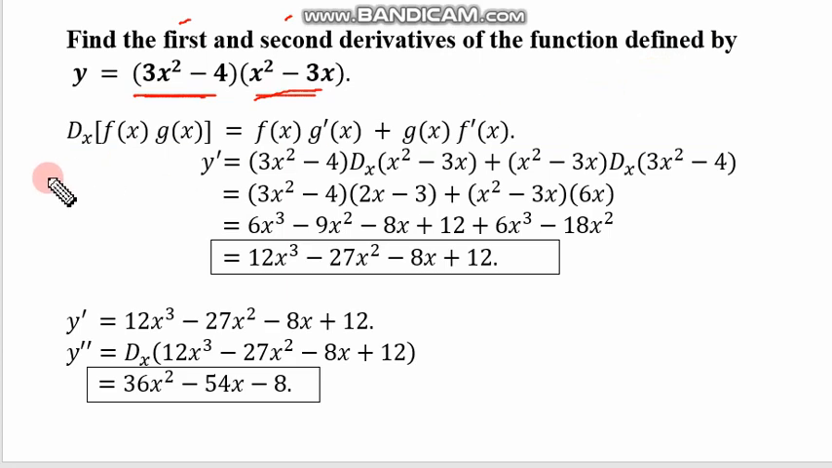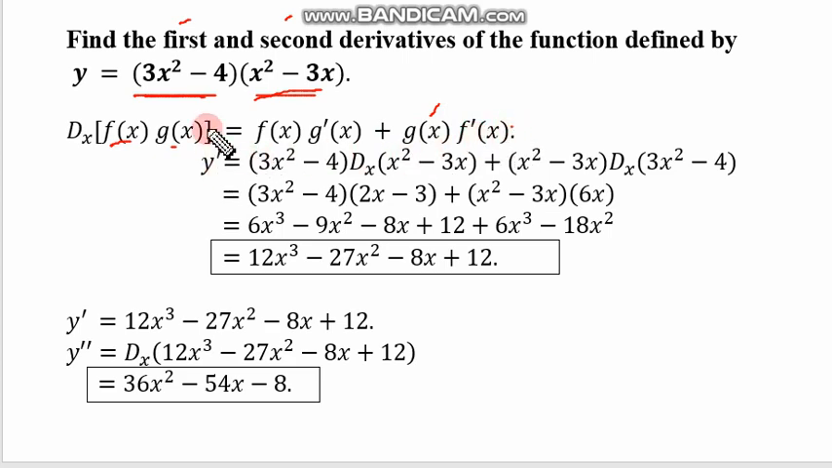So according to the product rule, the derivative of f of x times g of x, so this is basically the first part and the second part, is equal to f of x times the g prime of x plus g of x times the f prime of x. So it means the first function times the derivative of the second function plus the original second function times the derivative of the first function.